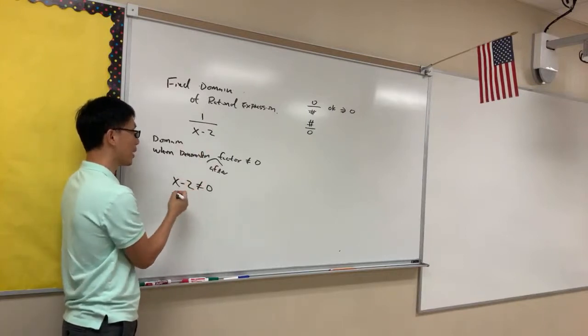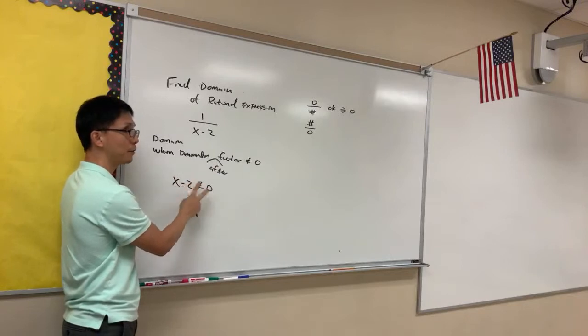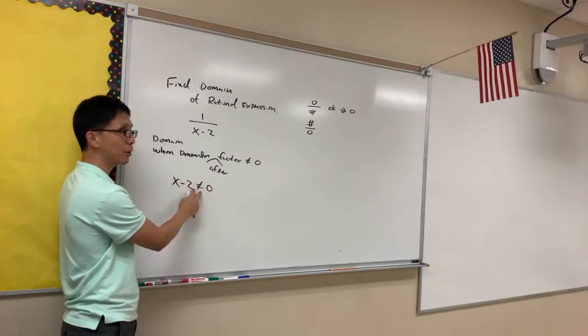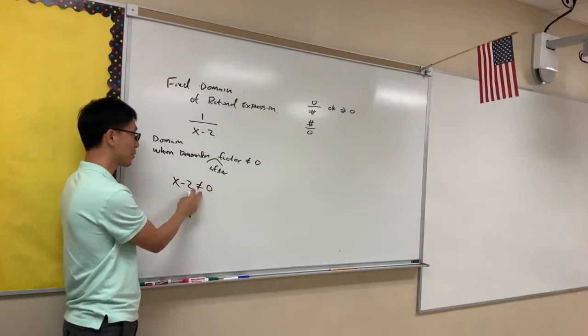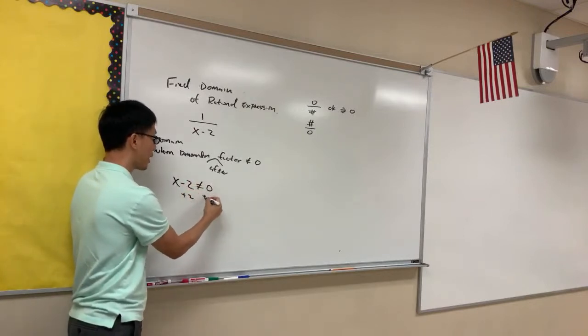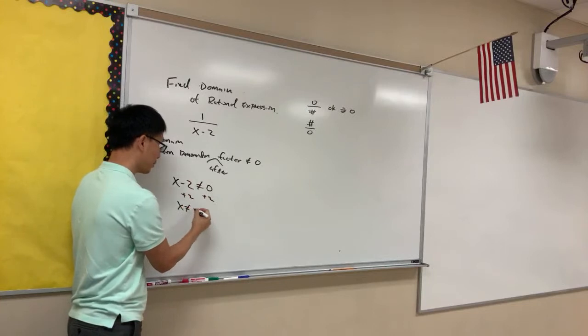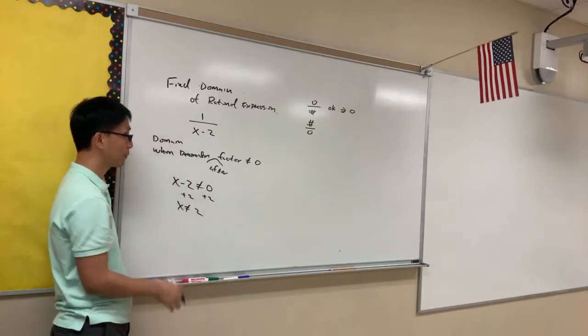So what I'm going to do is simplify this and solve for this. This is an inequality sign, but you can still solve it just like an equal sign, which is nice. So I'm going to add 2 on both sides. So x cannot equal 2. Does that make sense?